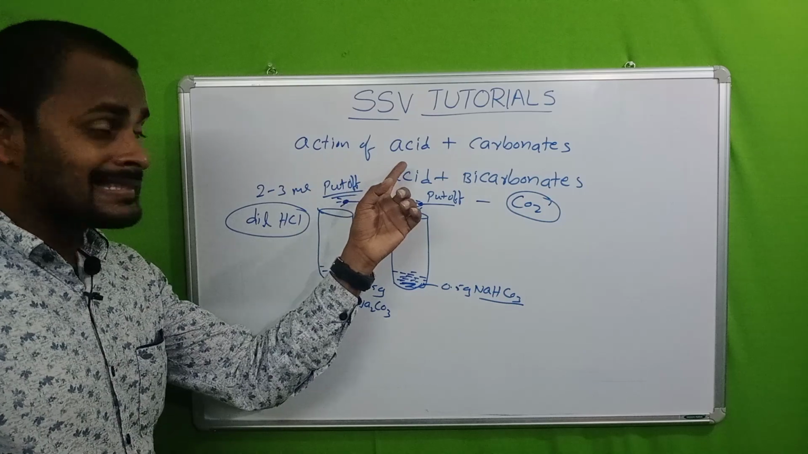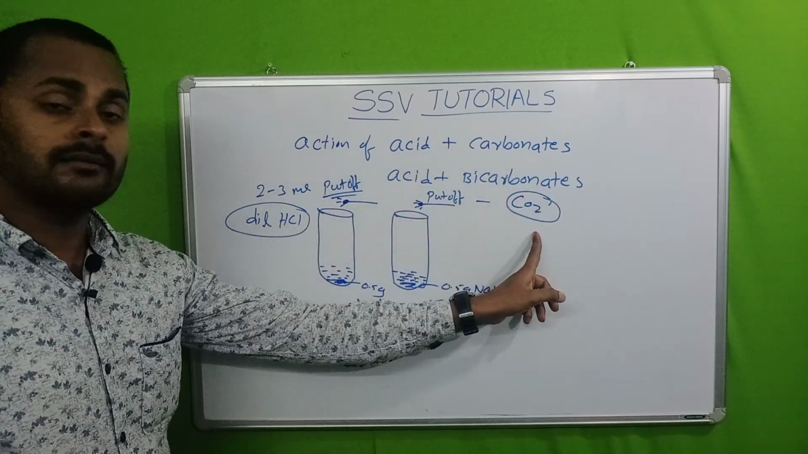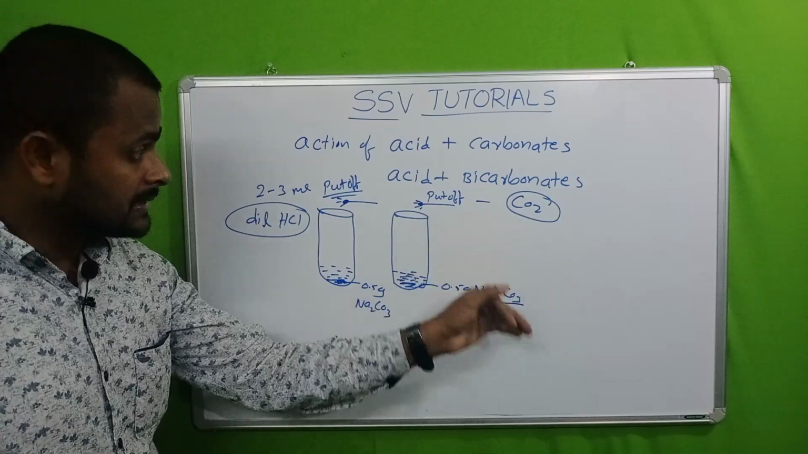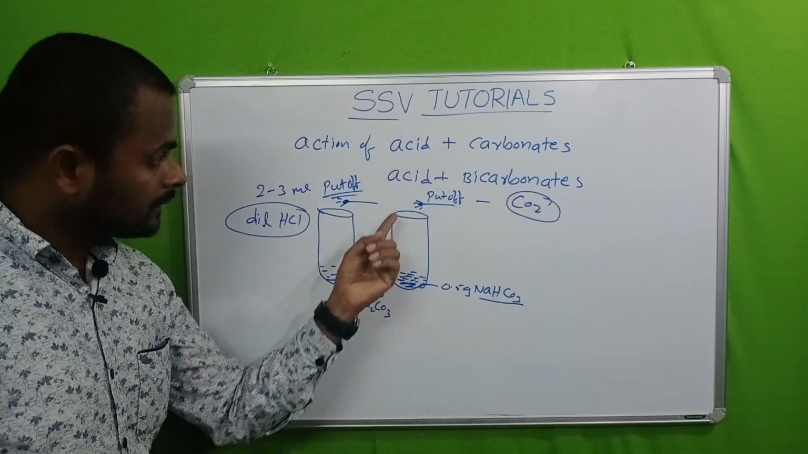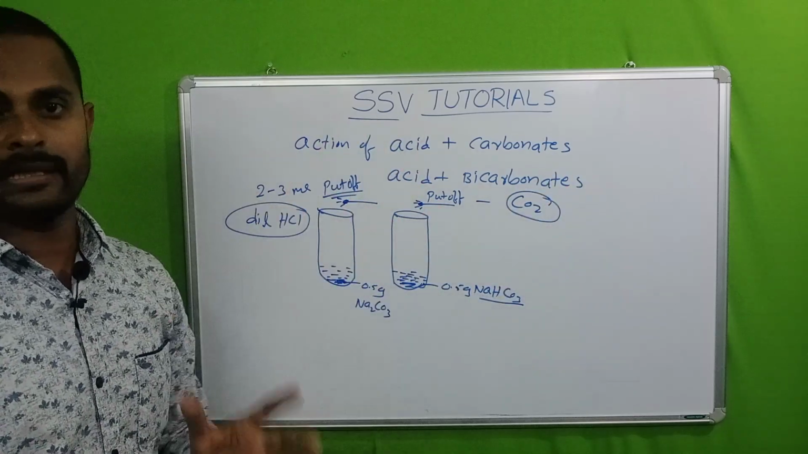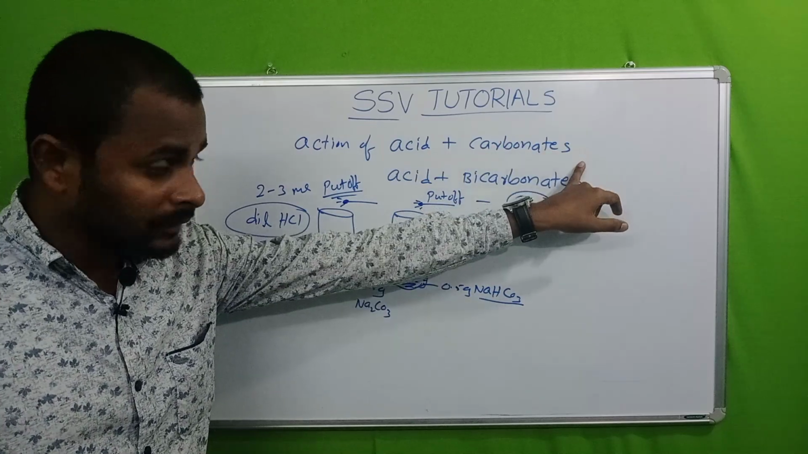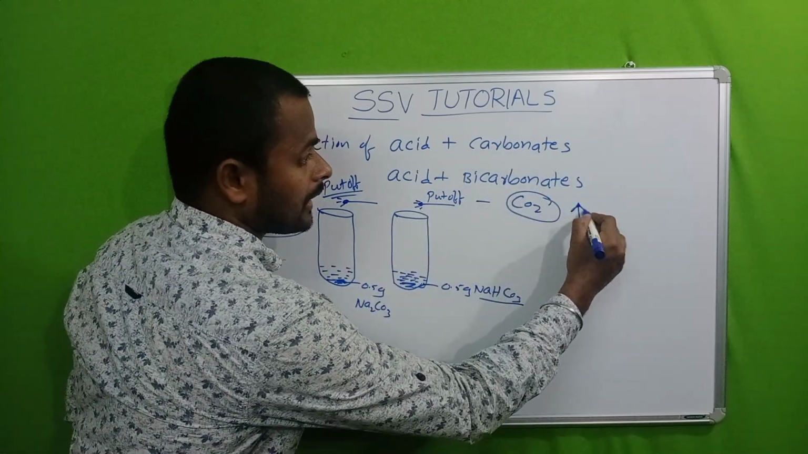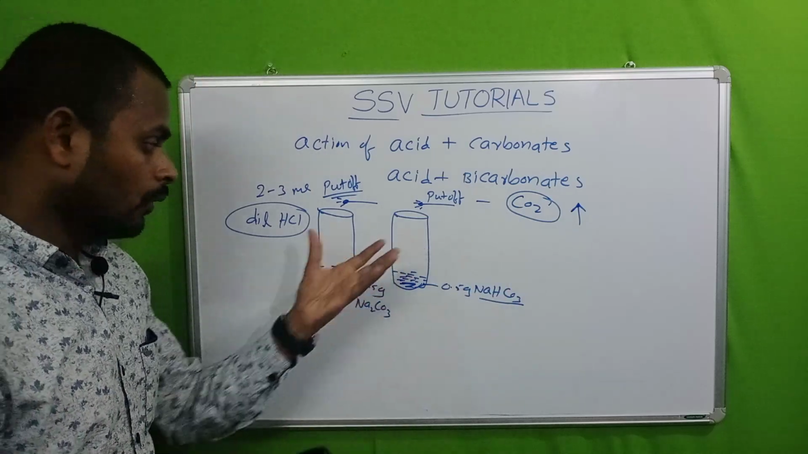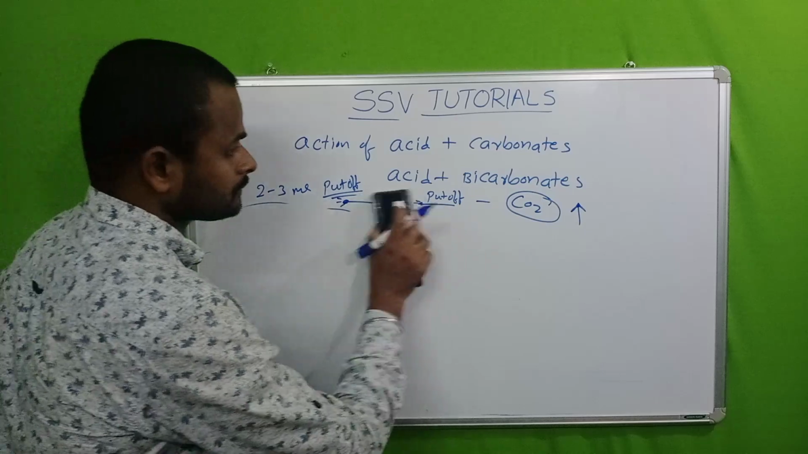So when acids react with carbonates, they release carbon dioxide gas. At the same time, acids reacting with bicarbonates also release carbon dioxide gas. That means when an acid reacts with carbonates or bicarbonates, which gas is liberated? Carbon dioxide gas. Now we see that in equation form.